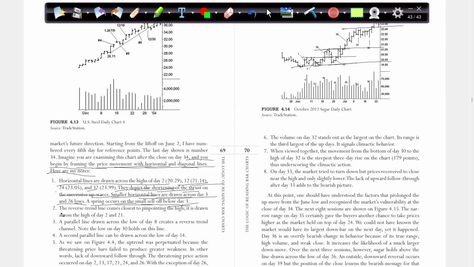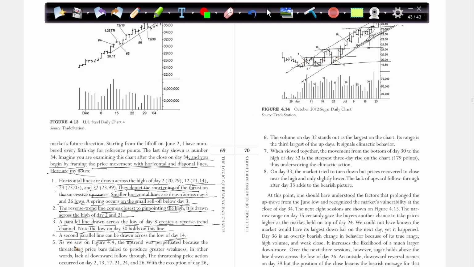The reverse trend line comes closest to pinpointing the high. It is drawn across the high of day 2 and 21. It should be around like this. A parallel line drawn across the low of day 8 creates a reverse trend channel. Note that the low on day 30 holds this line. Here it would be like this. This holds this line. A second parallel line can be drawn across the low of day 14.